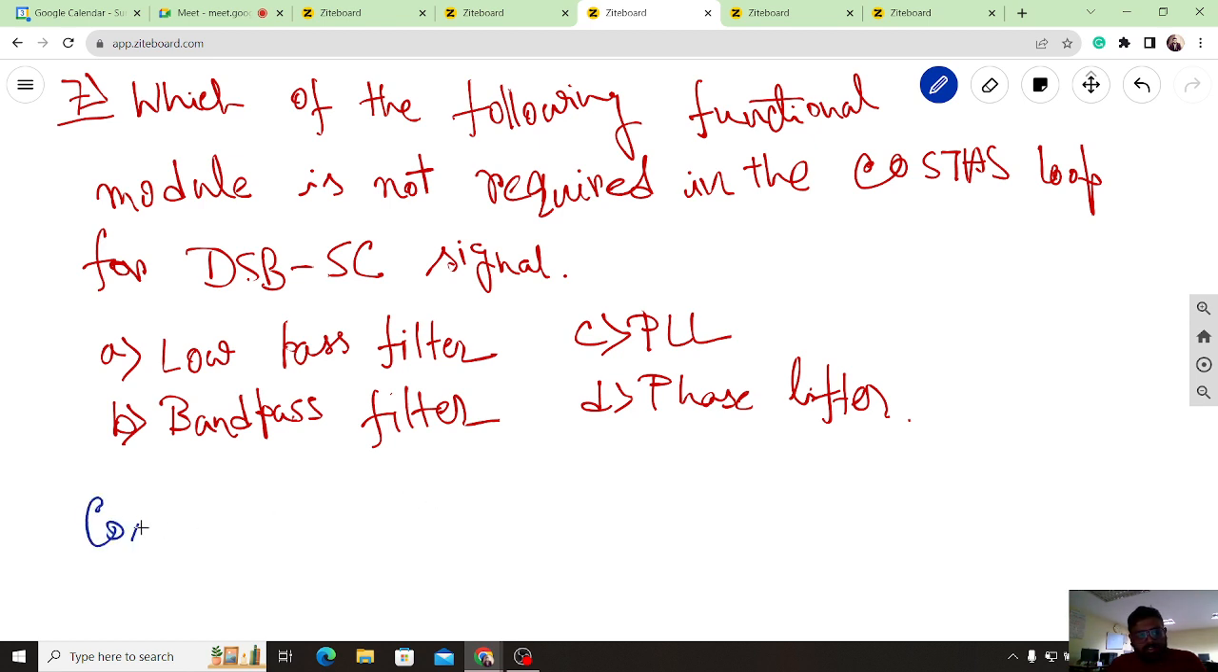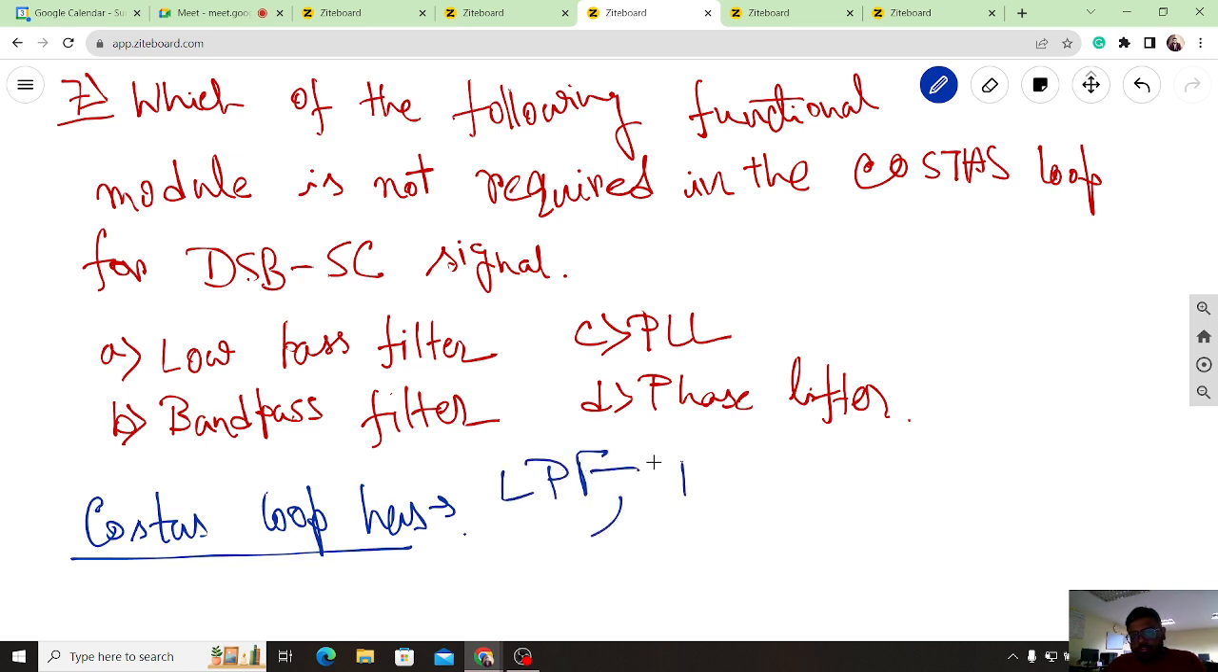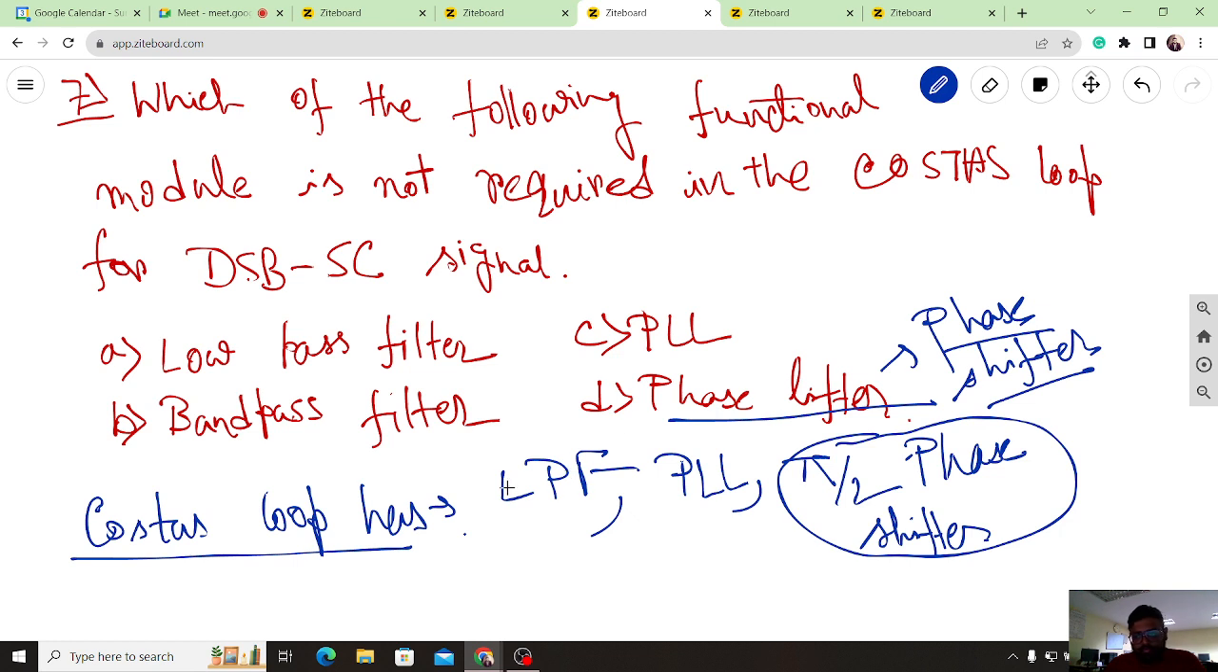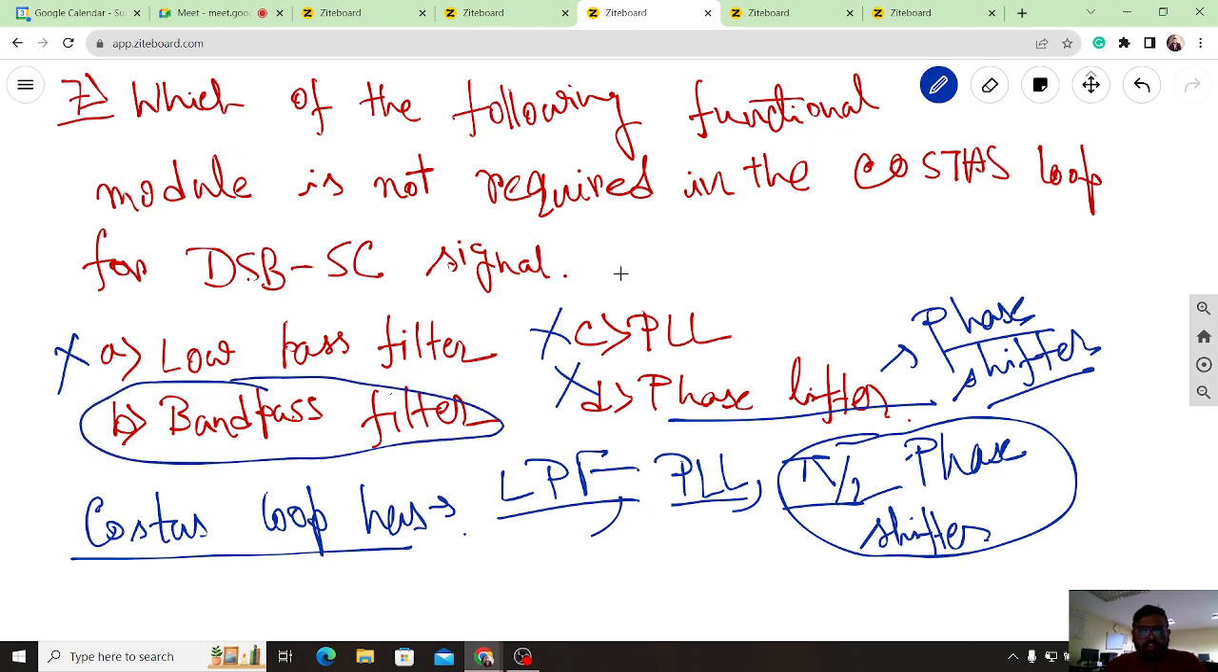So basically the Costas loop has all these following components. A low pass filter, it also requires a PLL, and a pi by 2 phase shifter. We can also say this phase lifter is a phase shifter, that changes the phase by pi by 2. So basically these three components are required here. So low pass filter is gone, PLL gone. So only the band pass filter is not required for a Costas loop for a DSB-SC signal.